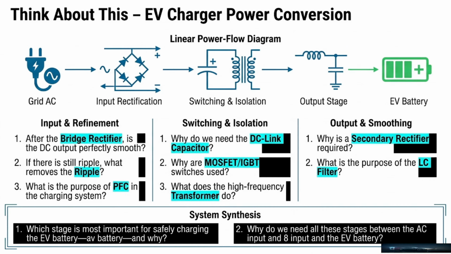After the bridge rectifier, do you think the DC output is perfectly smooth, or does it still contain a ripple? So these are the couple of questions that should come to our mind after studying all these things, right? If the bridge rectification converted AC to DC, why do we need all these stages after it? Is the DC after rectification really smooth for our battery?